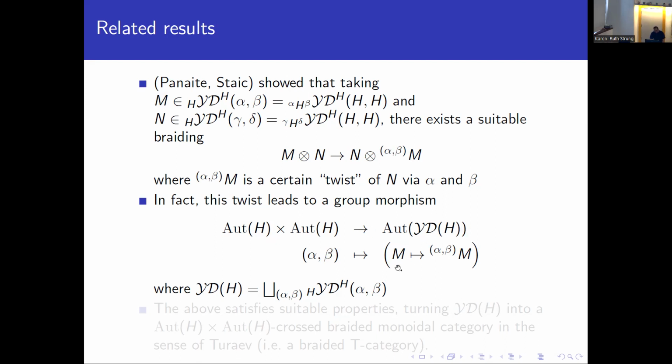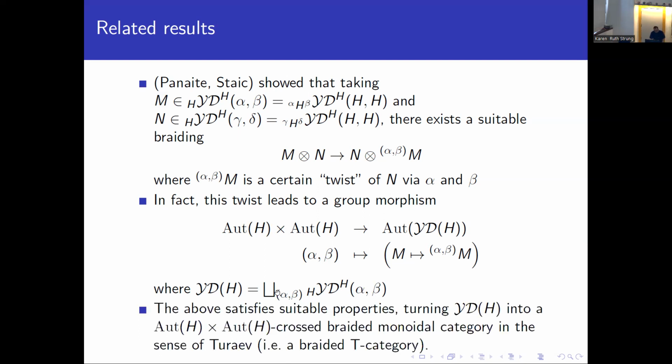But this YD category is the union of the YD categories over all alpha and beta. And this is basically a crossed braided monoidal category, which means that it has a braiding, and the braiding is given by this braiding. Maybe I will not really talk about the details of the formula of the braiding, but basically the braiding satisfies the axioms of the usual braiding. It's similar.